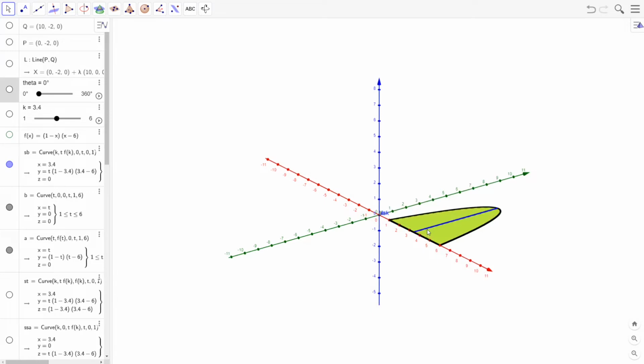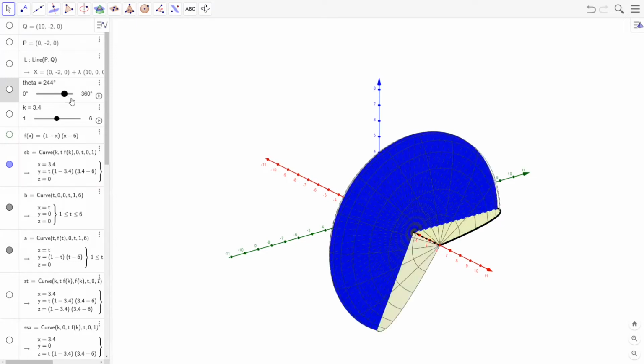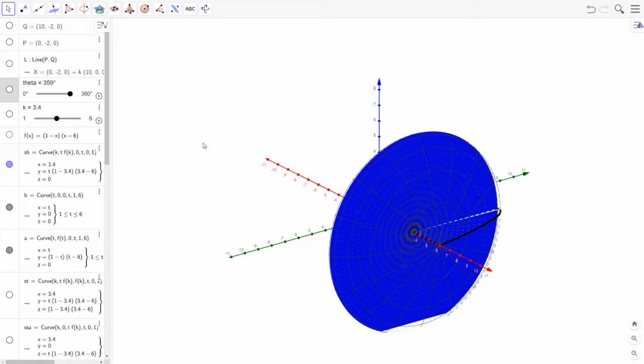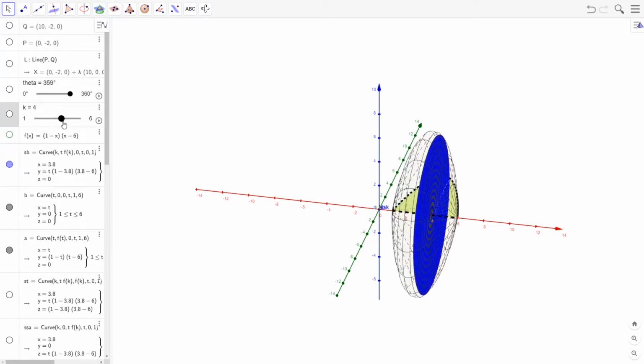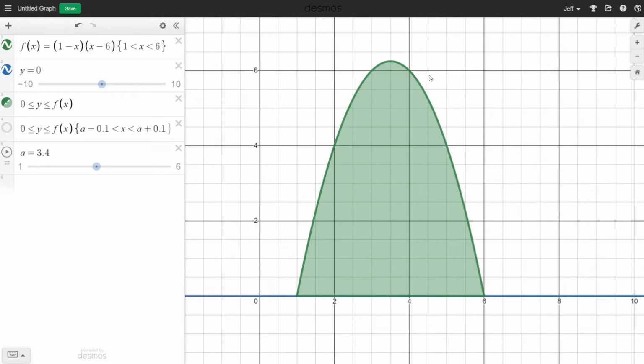We could take a small, thin slice of this region perpendicular to the x-axis, and when we rotate that slice around the x-axis, we would get a disk. As we vary the location of that slice, we get a larger disk or a smaller disk. But in each case, we can find the volume of this disk rather easily. Let's do that. For reference, here's a graph of our region in the xy plane. Here is a representative slice.